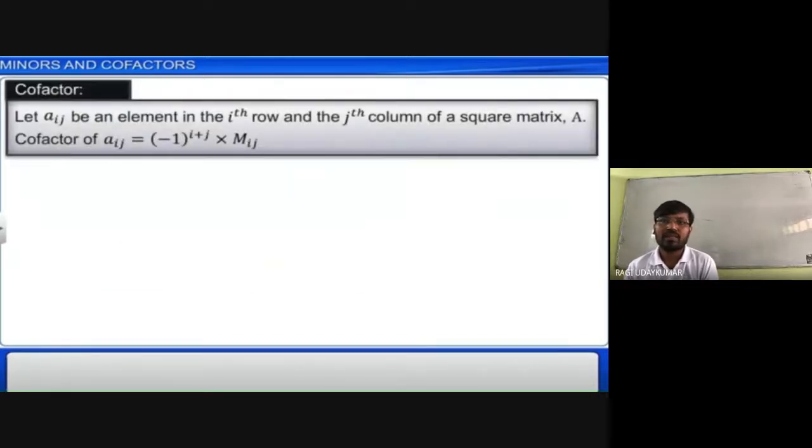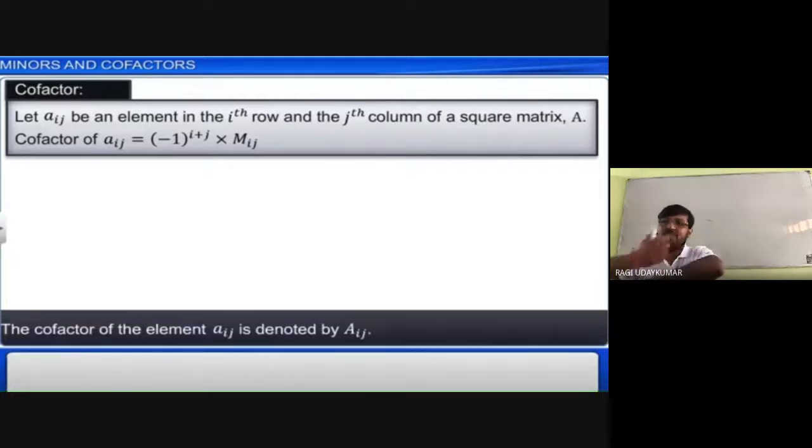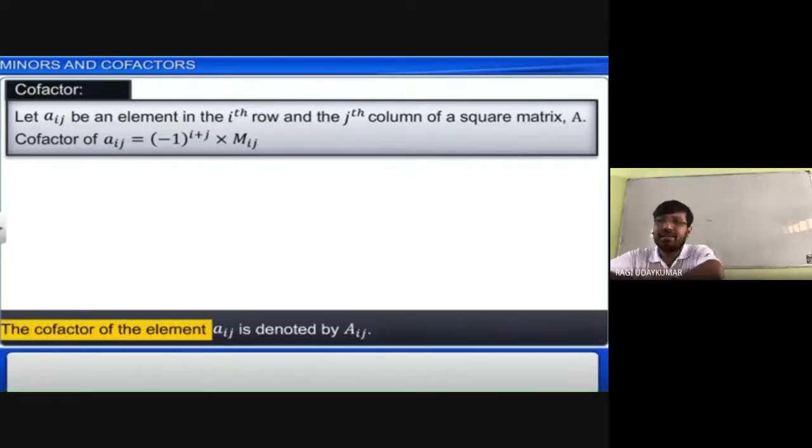So a cofactor is nothing but this: Aij is an element of the determinant of the matrix if you consider the ith row, jth column of the square matrix. The cofactor of Aij is minus 1 to the power of i plus j into Mij. What is Mij? Mij is the minor. How do you get the minor? By deleting that particular row and column, we get the Mij.